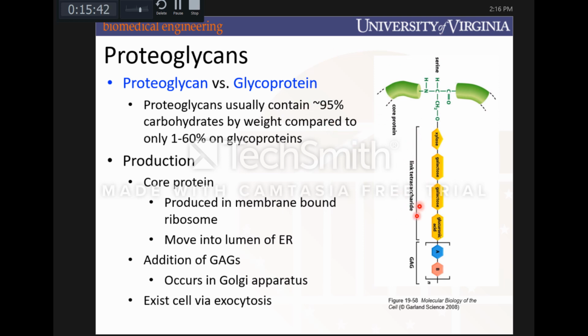So to produce these, you've got a core protein. Like all proteins, it's made in the ribosome and then trafficked to the ER, and then the GAGs don't actually get added until it's trafficked into the Golgi, and then it's exocytosed from the cell into the local environment, where it'll then swell as much as it can with water and do its thing.